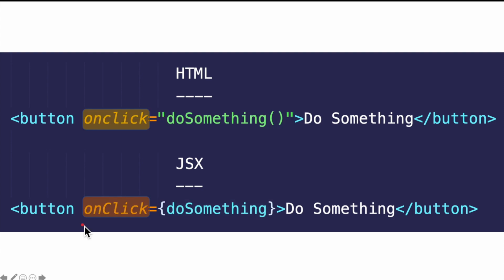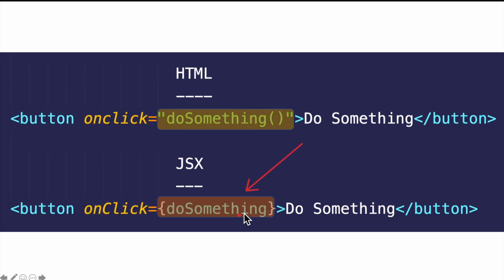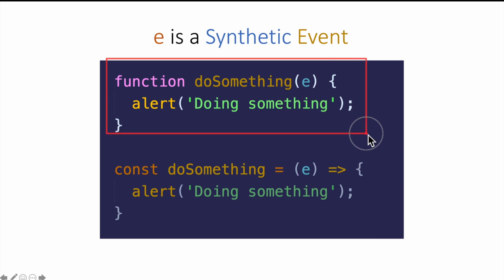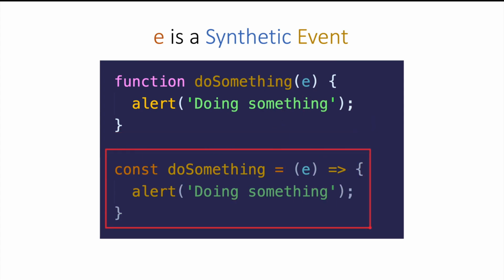The first is that our event names should be specified in camel case. The second is that we specify a function as our event handler and we specify that within curly braces. Now this doSomething is a function which is an event handler, and its code might look like this, or it could be an arrow function like this.